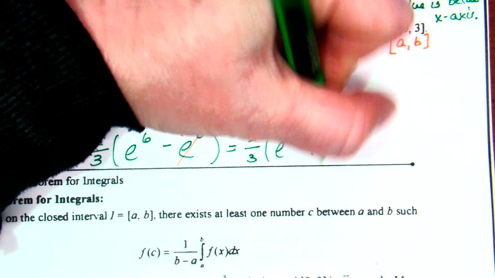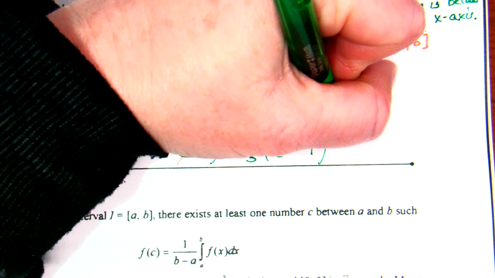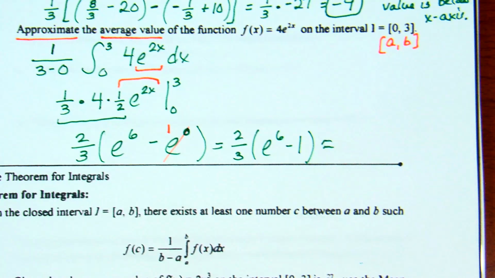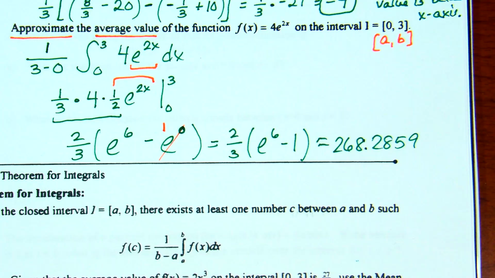But okay. And so an exact answer would be 2/3 times e to the 6th minus 1. And if you're not using a calculator, this is what they're going to expect, some variation of this form. Okay? If they're using a calculator and it says approximate, it might very well be a decimal answer in the multiple choice. So we could also give an answer of 268.2859.